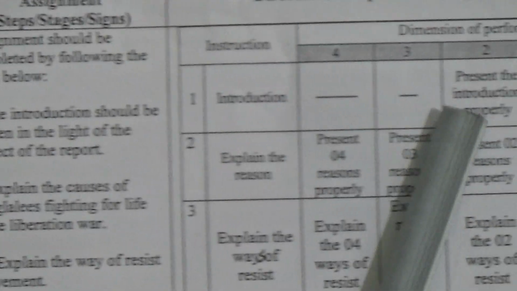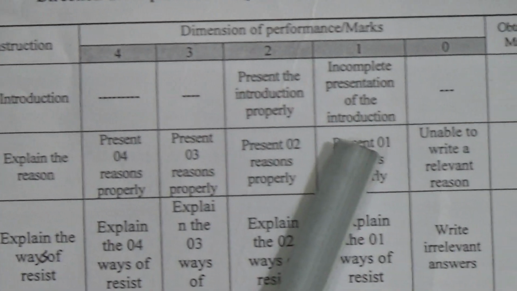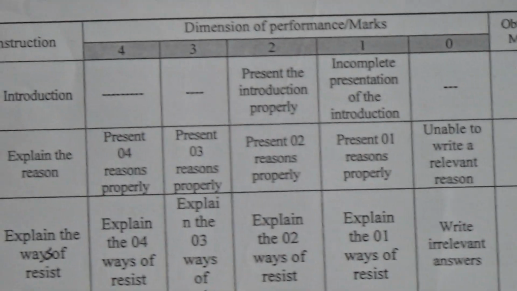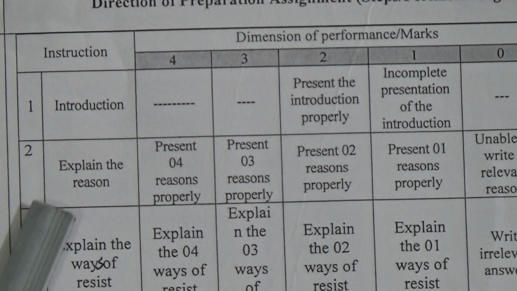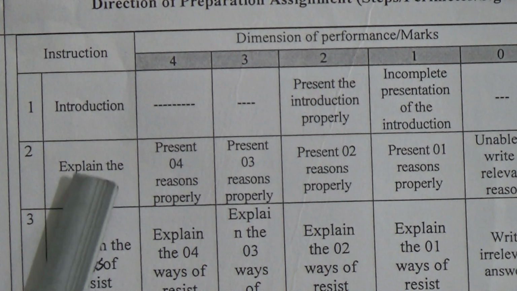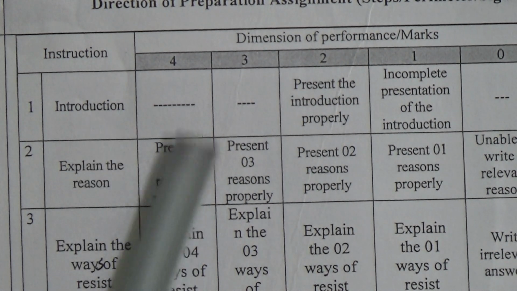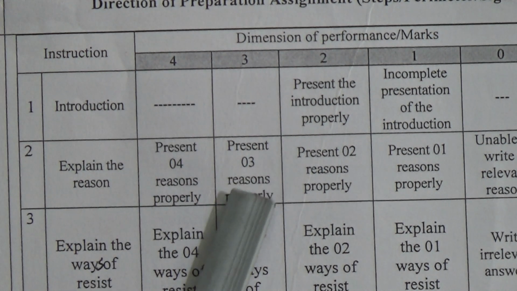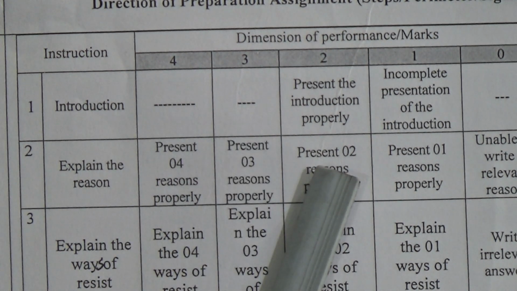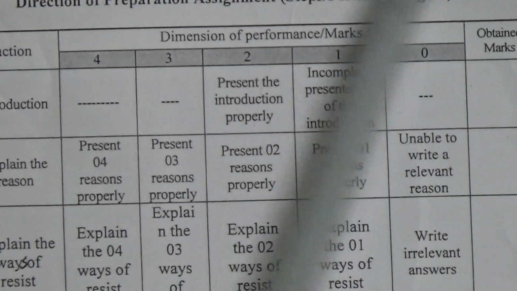So the dimension of performance marks. If you present the introduction properly, you will get 2. Incomplete presentation of the introduction, you will get 1. Number 2, explain the reasons. And remember, this is very important, you will have to present 4 reasons properly. If you present 4 reasons properly, you will get 4. If you present 3 reasons, you will get 3. If you present 2 reasons, you will get 2. If you present 1 reason, you will get 1. And if you are unable to write a relevant reason, you will get 0.